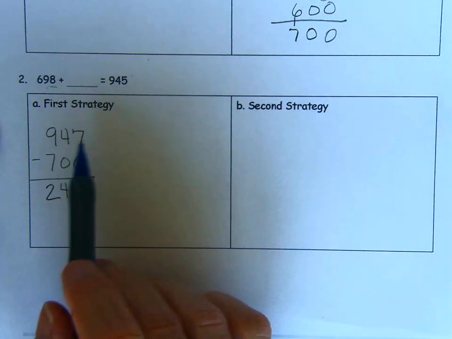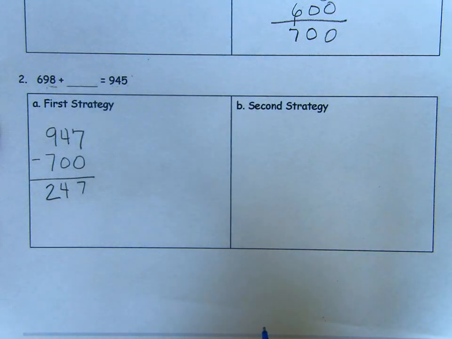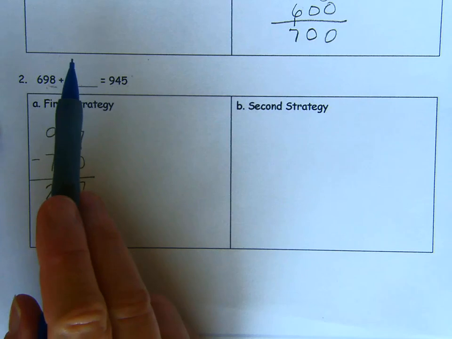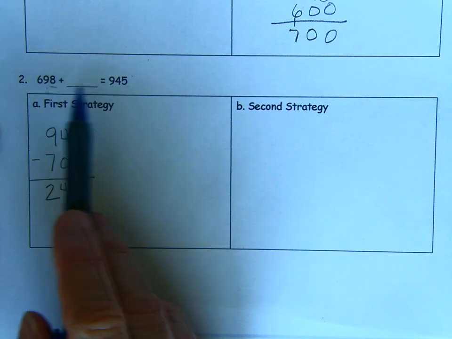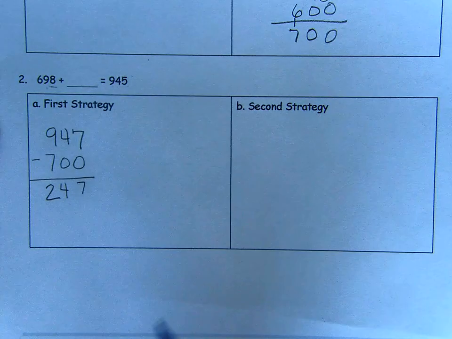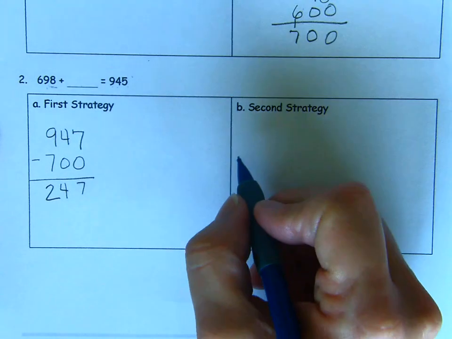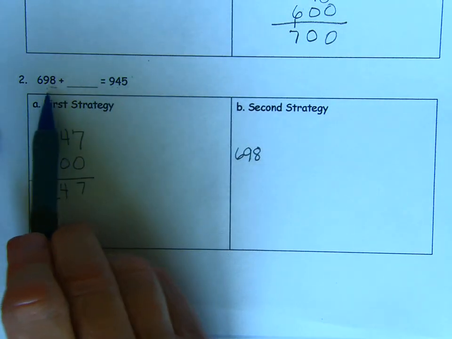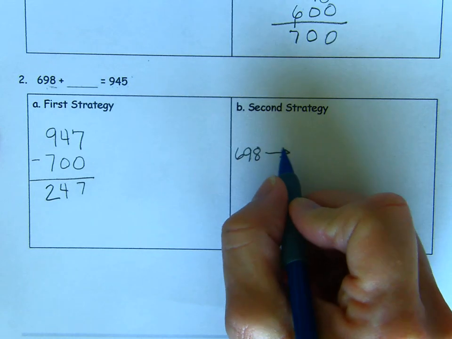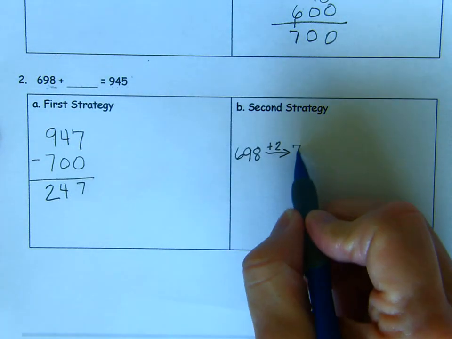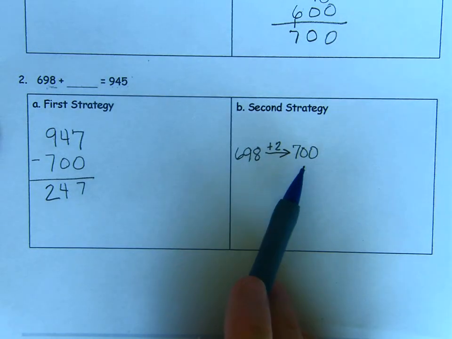All right, so compensation I really liked. How else could I do it? Well, I could do a chip model and subtract, or I could do the arrow way and go up. So 698 plus something until I get to 945. I'm going to try the arrow way. So I have 698. And again, just like with my compensation, I want to start by adding 2, because that's going to get me to a much easier number to think about. So now I'm at 700.